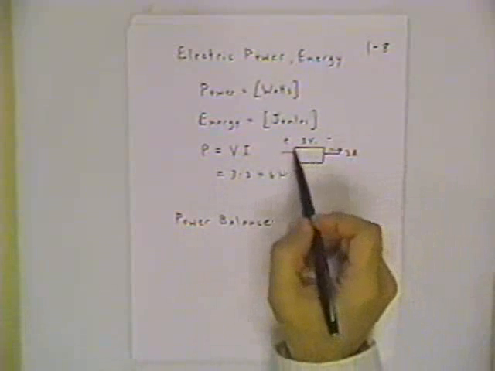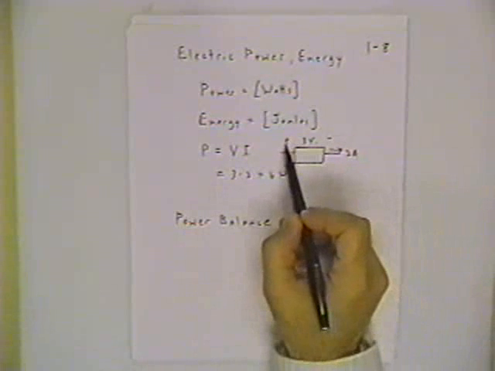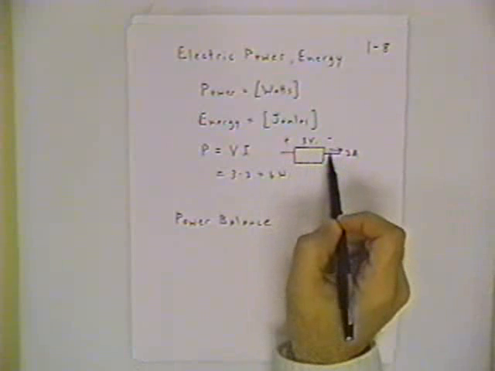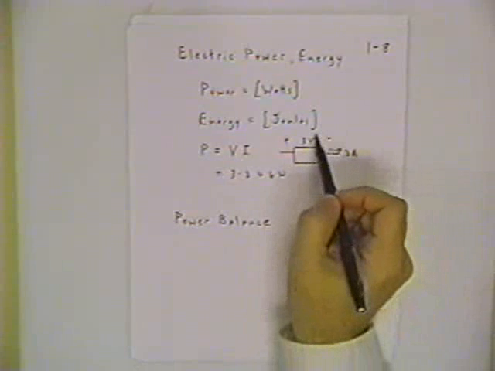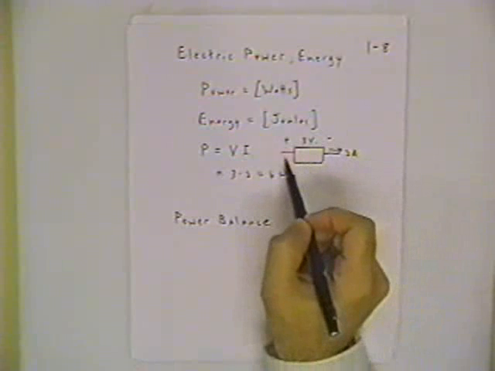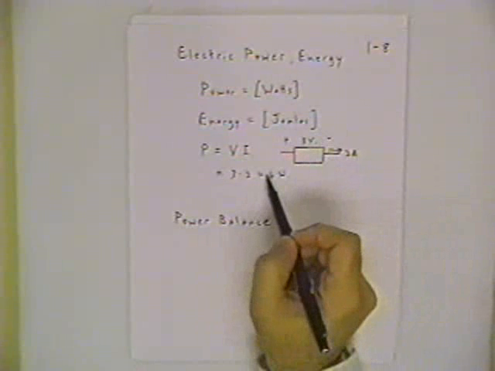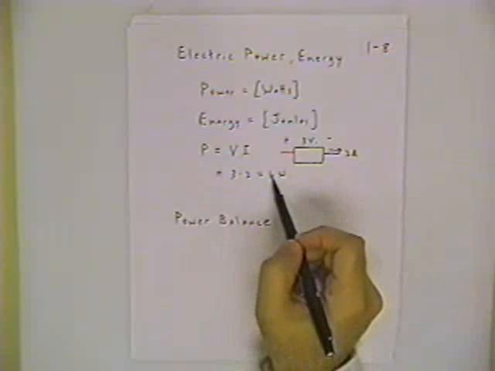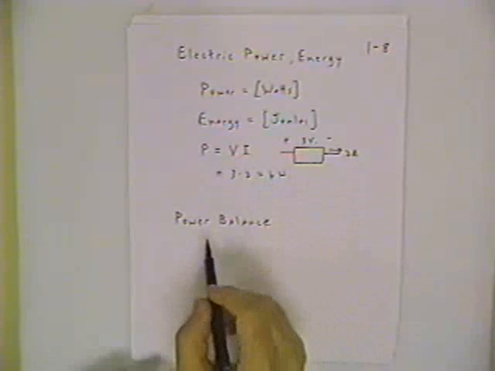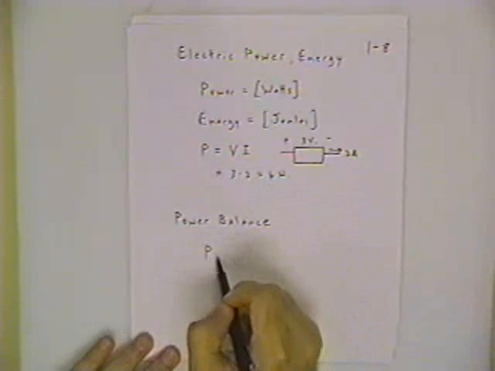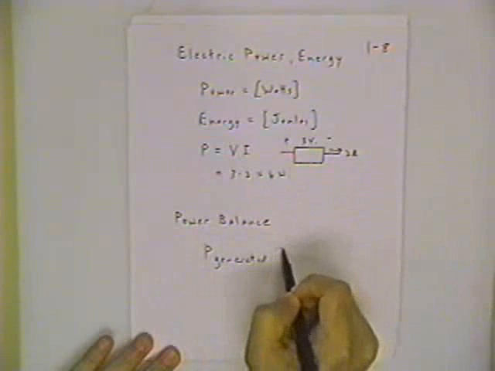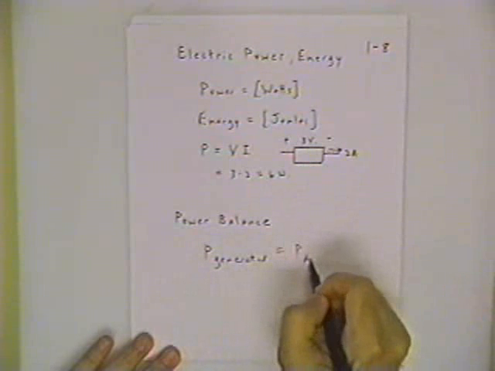I know that it's dissipating because this current is going from higher to lower potential. That means a positive test charge going from this side of the element to this side of the element would be losing energy. If the polarity were reversed here and the charge were going from lower to higher potential, that would be indicated with a negative 6. That shows power being generated. And in fact, the idea of power balance is that the total amount of power generated has to equal the total amount of power dissipated.